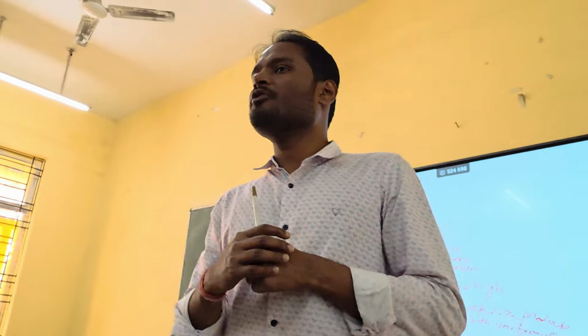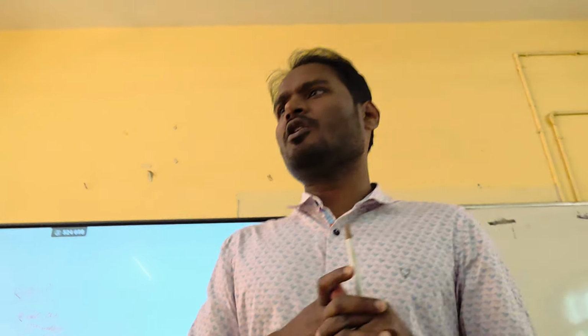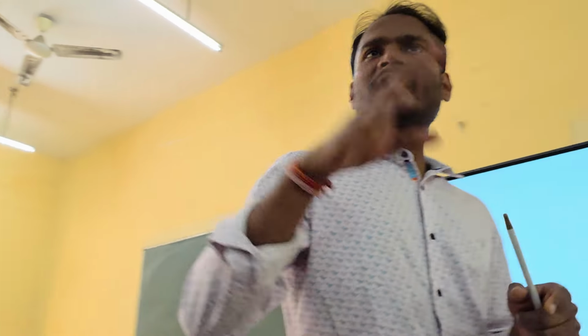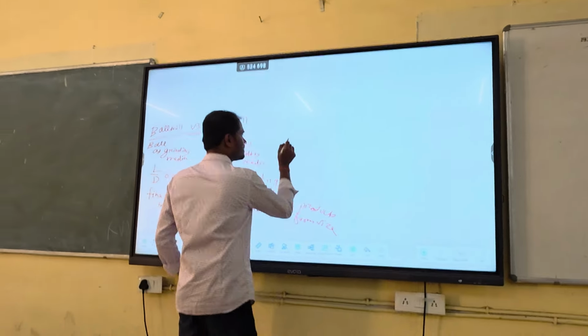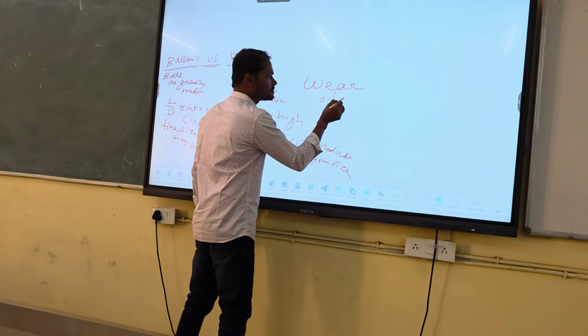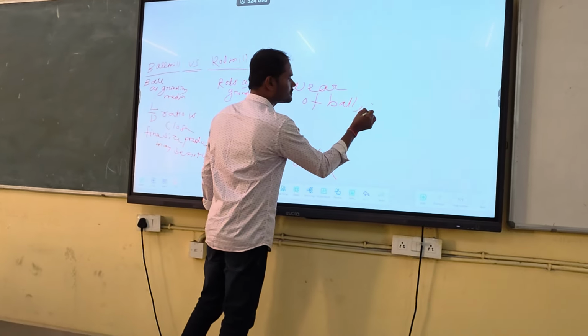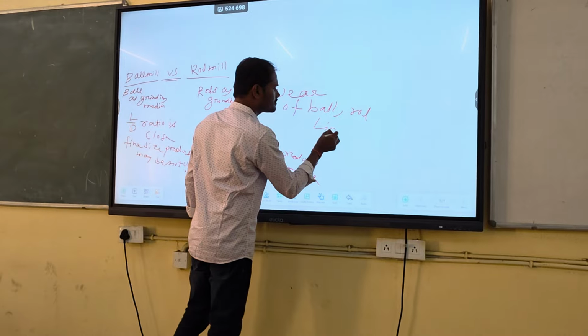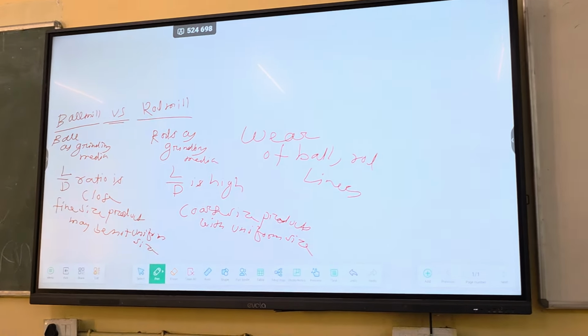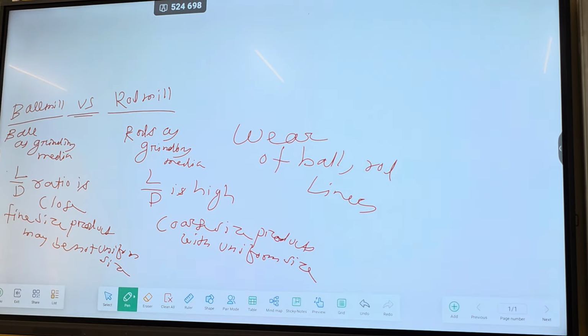Why do we need to change it? Can you tell me? What is happening? It degrades. That mechanism is called what kind of degradation? Okay, fine. But that mechanism is called wear mechanism actually. We call it wearing of the liner or balls. Wear. Wear mechanism.